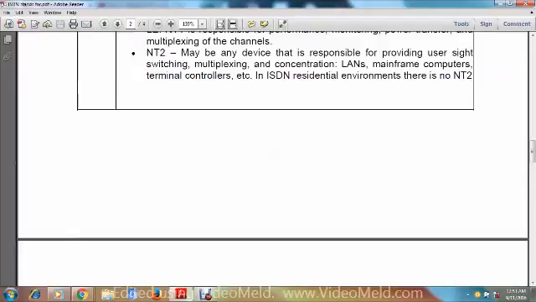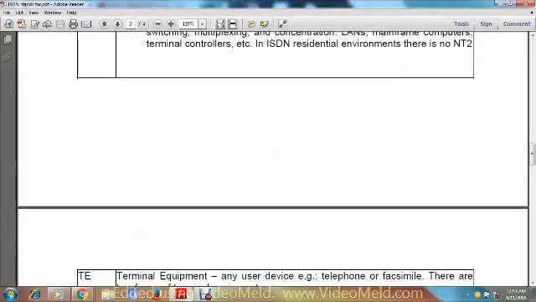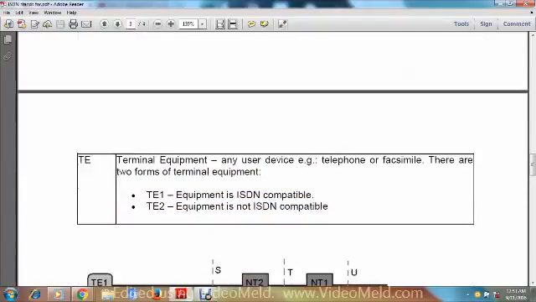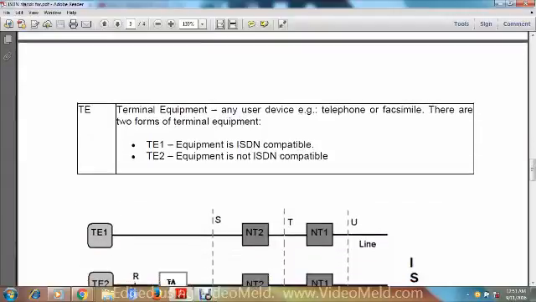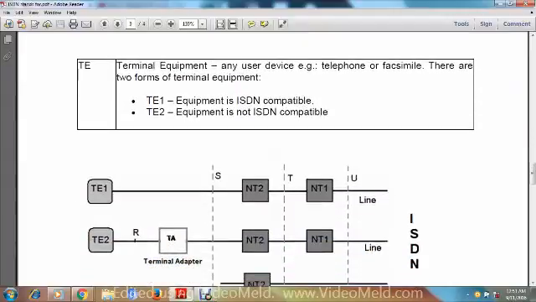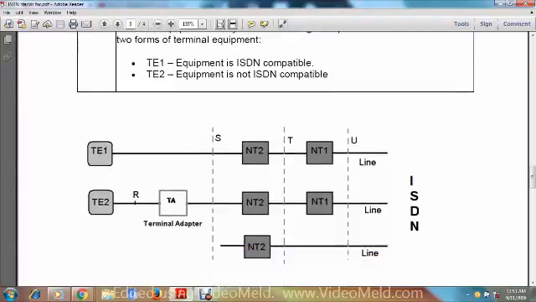Terminal equipment, any user's device, for example, telephone or facsimile. There are two forms of terminal equipment. TE1, equipment is ISDN compatible. TE2, equipment is not ISDN compatible.